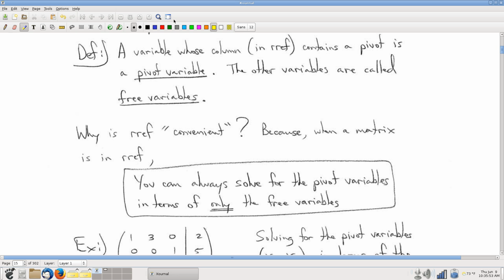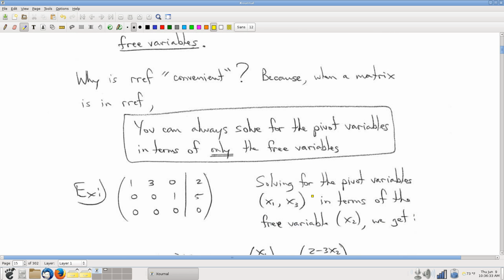With that, we can address the big question: what is it that makes reduced row echelon form so convenient anyway? What an arbitrary list of rules about leading zeros and ones and zeros. What makes that so convenient? This is the most succinct answer to that question as I see it. It's because you can always solve for the pivot variables in terms of the free variables, only the free variables. Let me show you an example, and then we'll see why this is such a big deal.